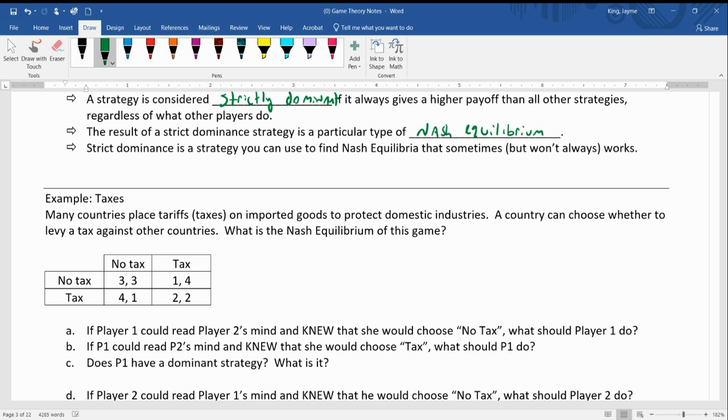It won't always work. Sometimes you can use the strategy, but sometimes it won't work. It depends on the game that you're given.